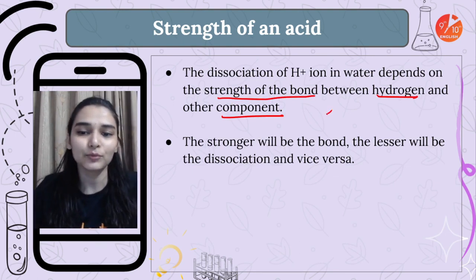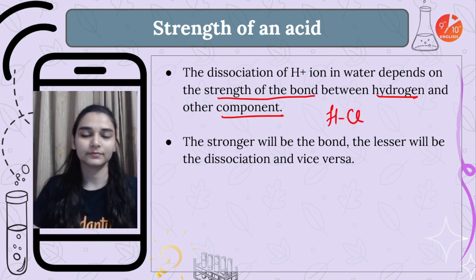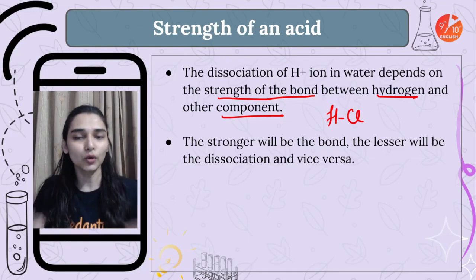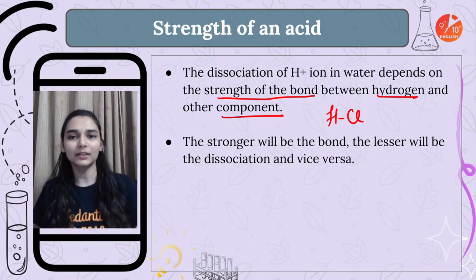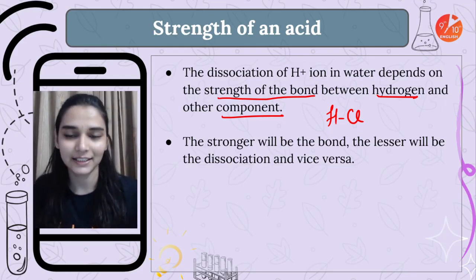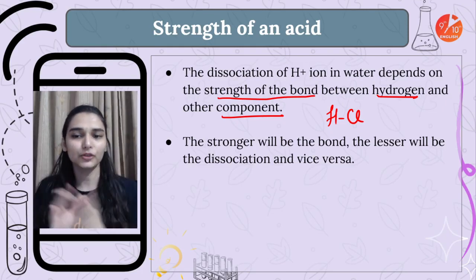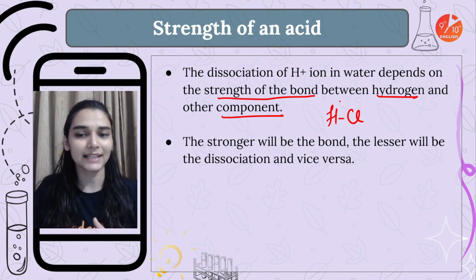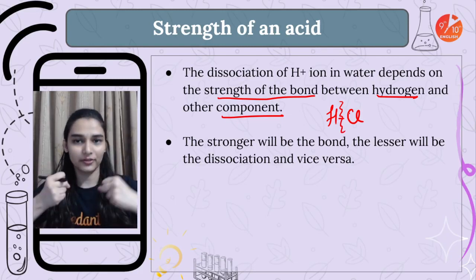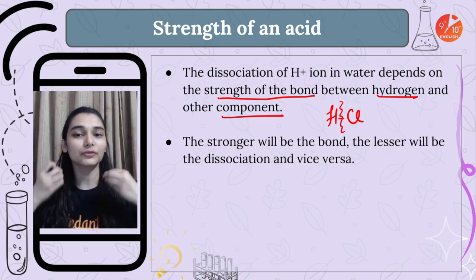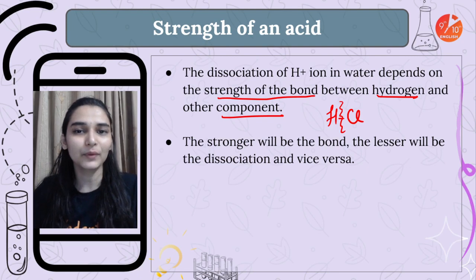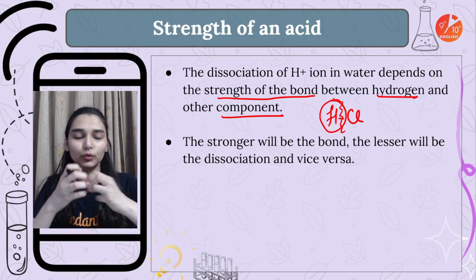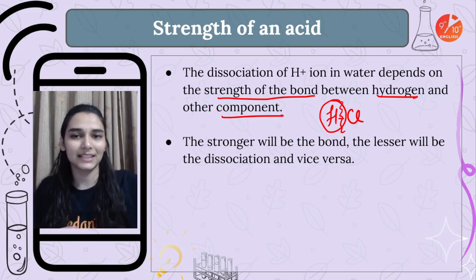Let's say I am talking about hydrochloric acid. Now you know there is a covalent bond between hydrogen and chlorine, although it is not purely covalent, it's polar covalent, I can say. Okay, so what happens here? The extent of dissociation of hydrochloric acid will depend on this bond strength. If the bond is very strong, then what will happen? It will become very difficult for the H plus ion to go out, to lose itself.